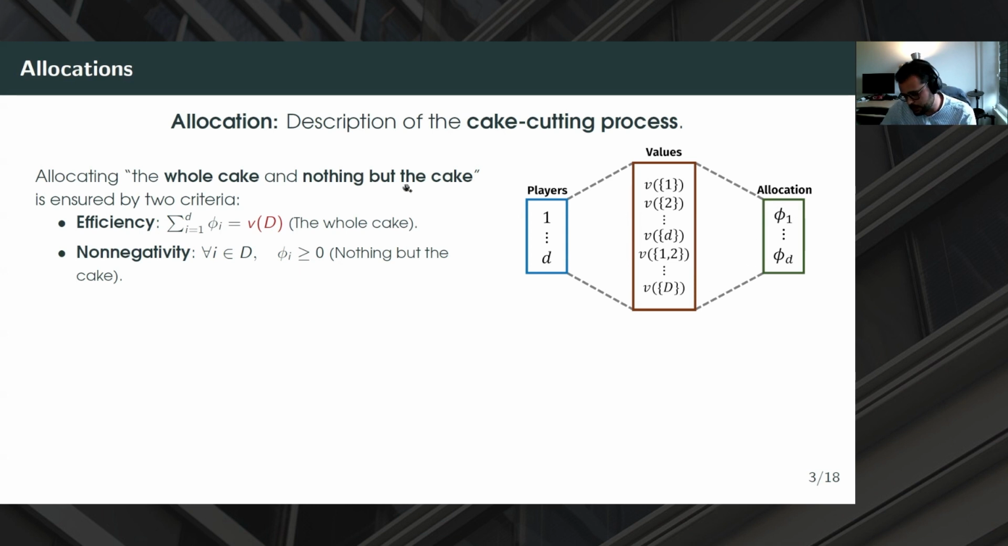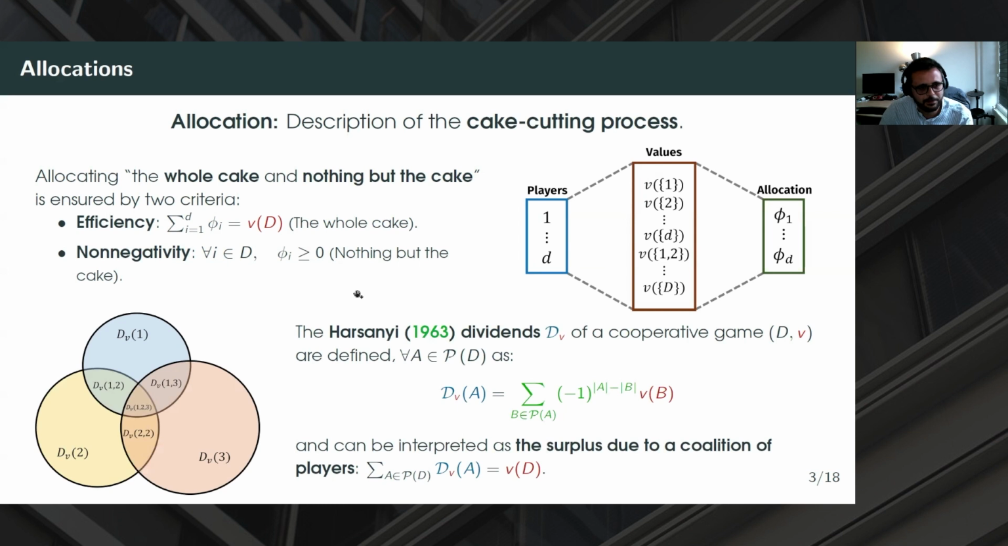But we can do this in many different ways, but there are two criteria that are going to be of interest. The first one is efficiency, which only states that the sum of the values of the allocation must be equal to the whole cake, to v of D. And the second one is non-negativity, which means that each of the values is greater or equal to 0. This helps ensure that we actually allocate the whole cake and nothing but the cake.